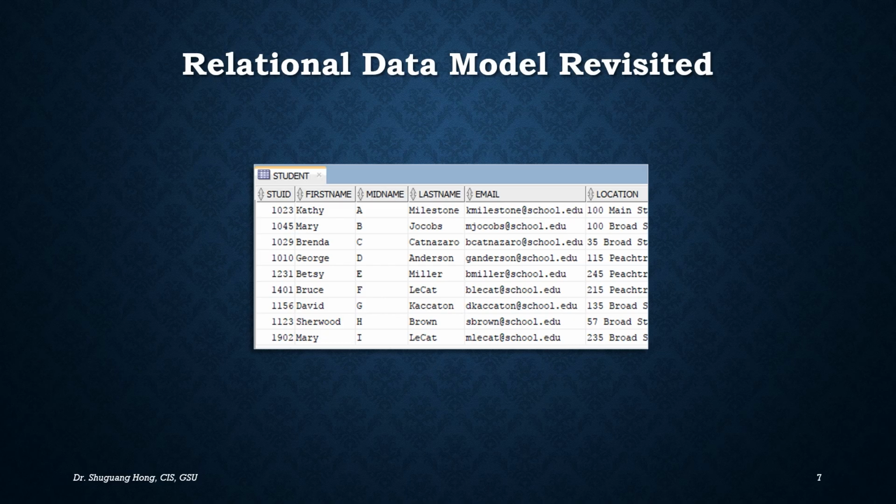Relational data model revisited. We will discuss the techniques and steps to transform a conceptual data model to a relational data model first. It is a good idea to refresh the concepts of the relational data model first. A relation is like a table as shown in this student relation example. Each relation must have a unique name. Recall the error messages you might get when you try to run the table creation SQL script more than once. It is because the table has already been created and we cannot create another table with the same name.